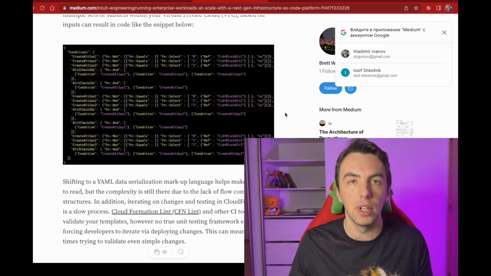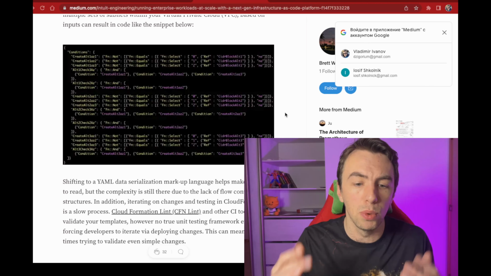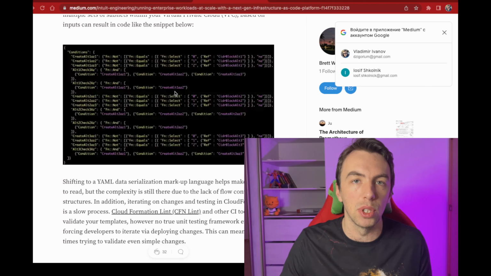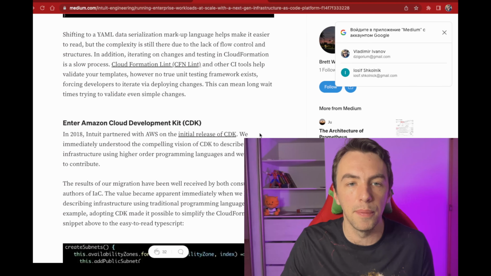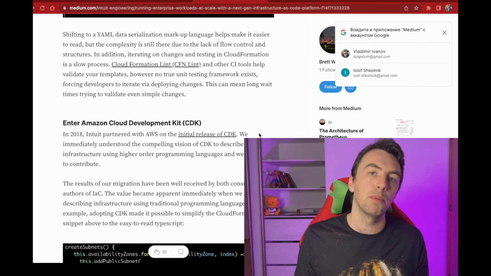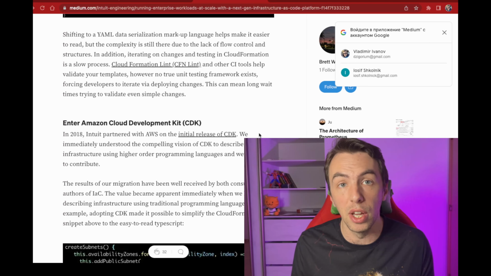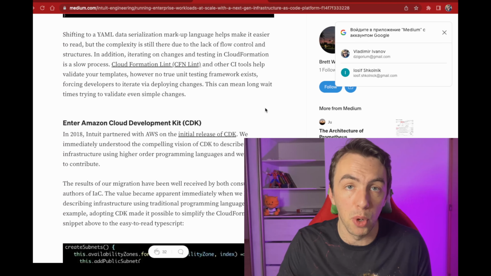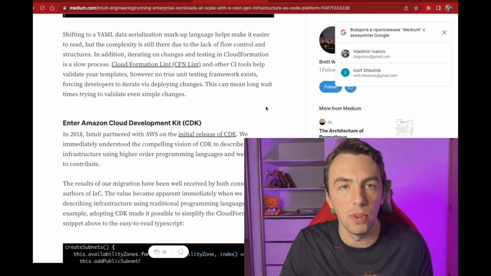For example, if you were describing a lot of virtual private networks, the code would look like this and it was really unmaintainable. So they contributed to the Amazon Cloud Development Kit in order to make it more feasible and easy for development and appropriate usage. So follow Intuit's blog for the details.